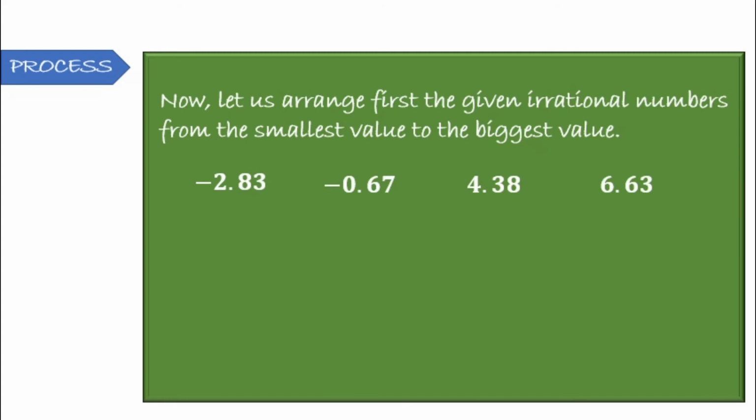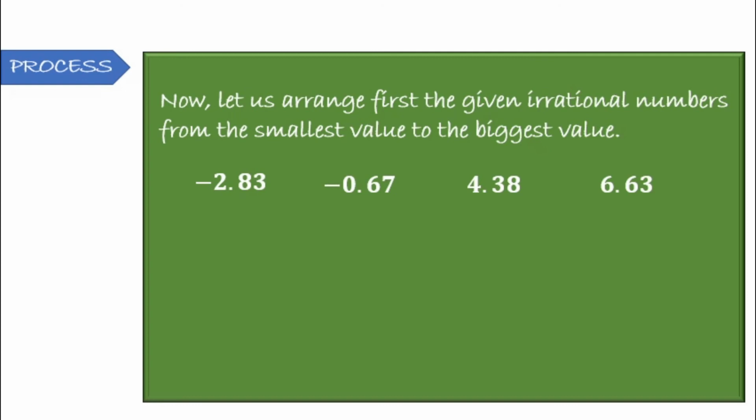Now let us arrange first the given irrational numbers from the smallest value to the biggest value. Alright, so this one, negative 2.83, negative 0.67, 4.38, and 6.63. Okay, so notice that on the negative numbers, why is it that negative 2.83 comes first than negative 0.67, nga mas dako man ang 2.83 kaysa 0.67 in terms of appearance of the number. So since negative, take note in our elementary math, magkadako ang number, basta negative, magkadako ang number, magkagamay ang value.